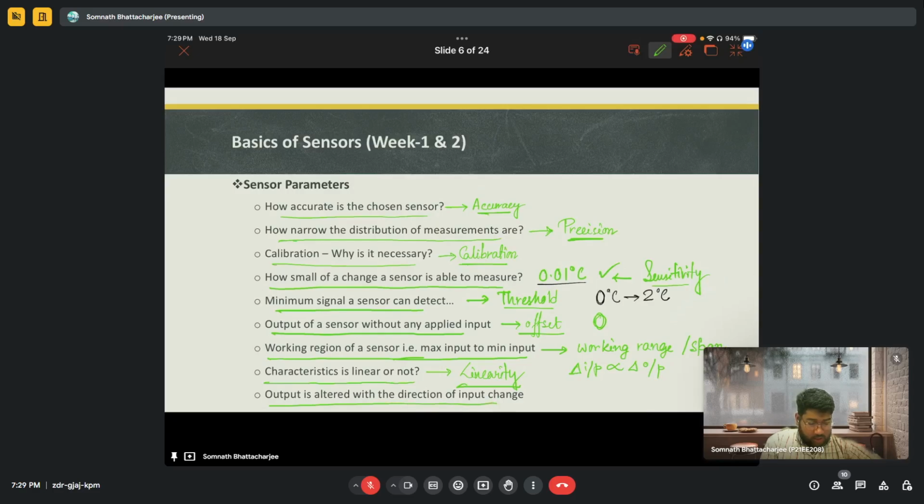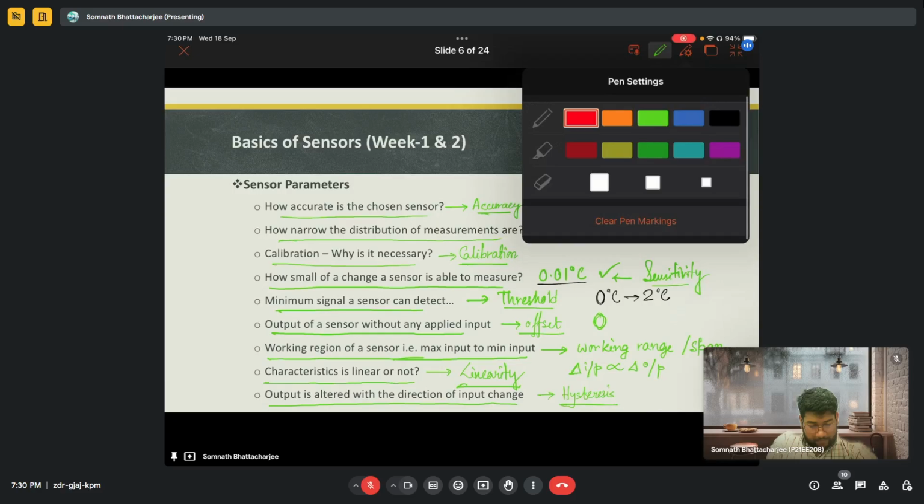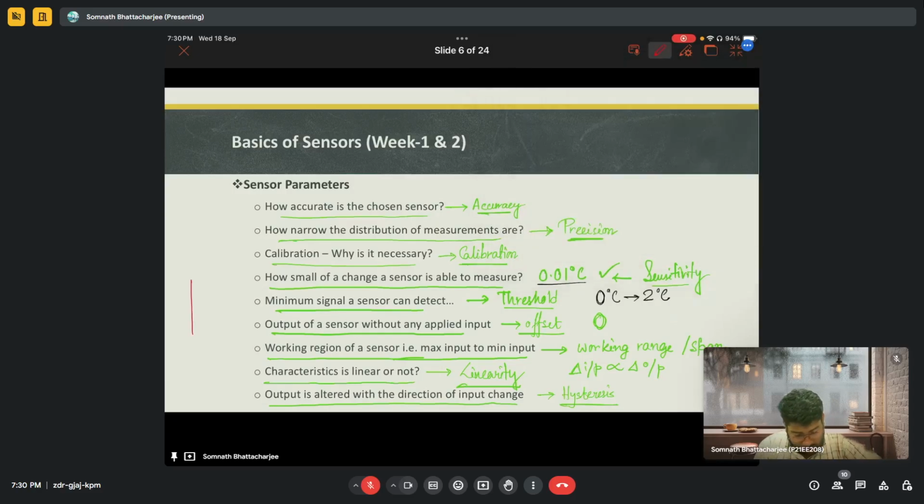If the output is altered with the direction, it is called the hysteresis effect. In most sensors, hysteresis is a bad thing because history is not required in a sensor. Let's say your temperature sensor is sensing from 0 degree to 100 degree, so there's a basic range of 0 degree to 100 degree. Let's draw this maybe. Let's say you have a sensor here. You are starting from here, 0 degree, and you are measuring up to 100 degrees centigrade. Let's say this is your 50 degree.